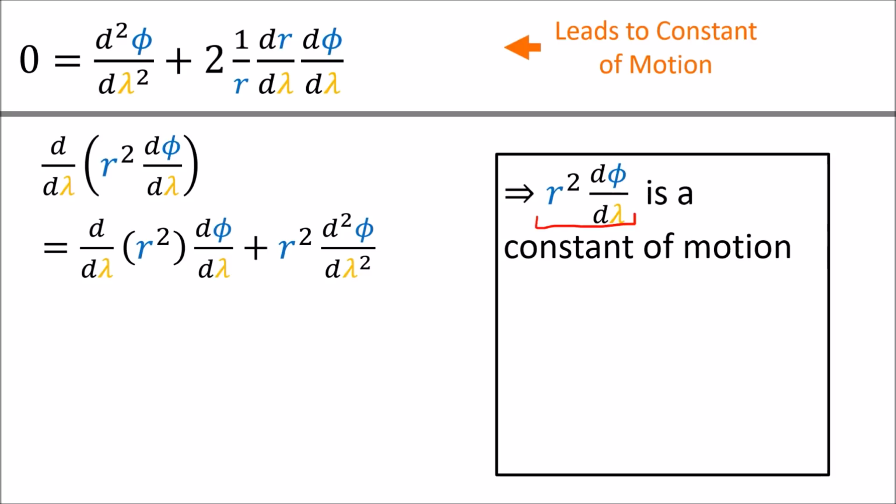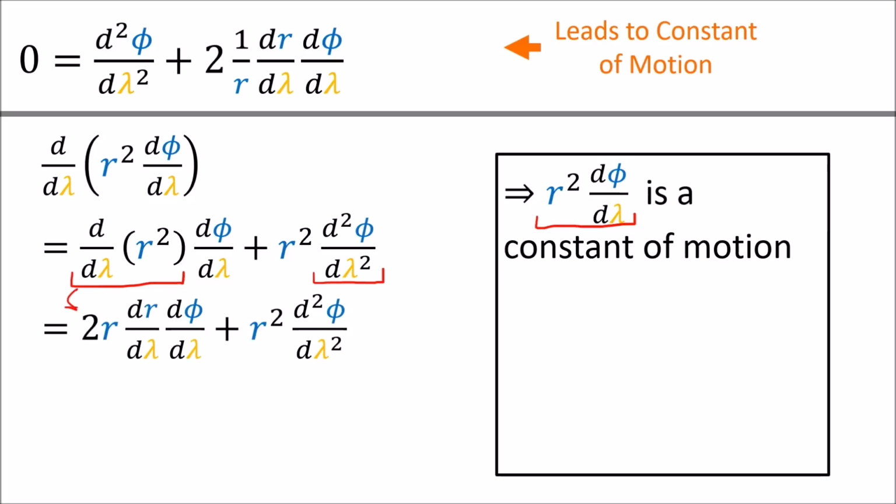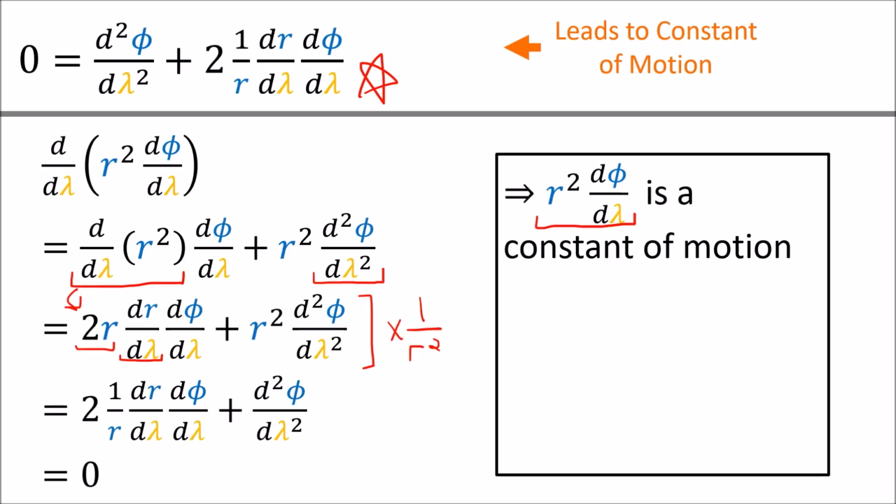If we take the derivative of this, apply product rule to both r squared and the derivative of phi, then here we use power rule to get 2r times a chain rule term. This result is equivalent to our original phi geodesic equation. We just take this to equal 0 and divide by r squared.